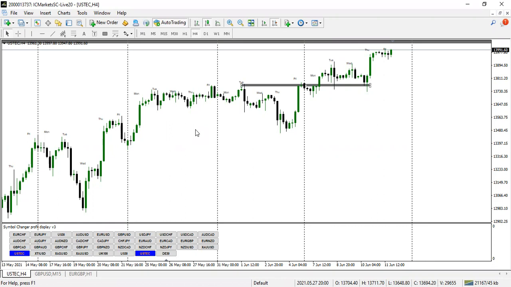All right, before we start today's analysis, I want us to look at what we analyzed last week and the aftermath of it, which is the result of it.